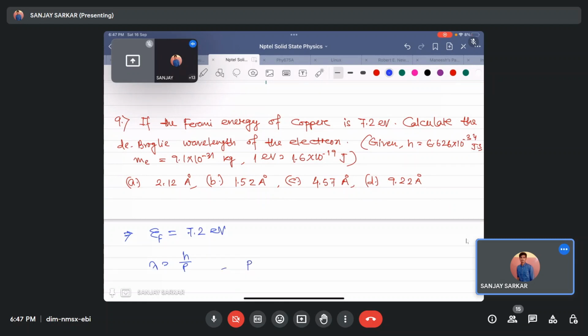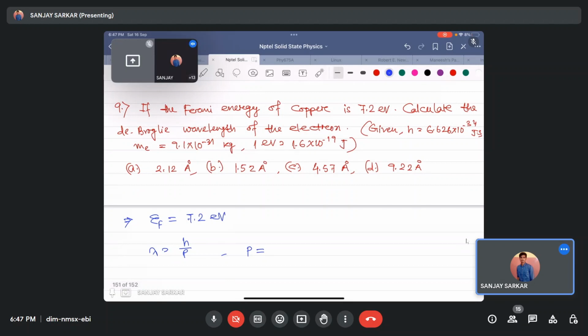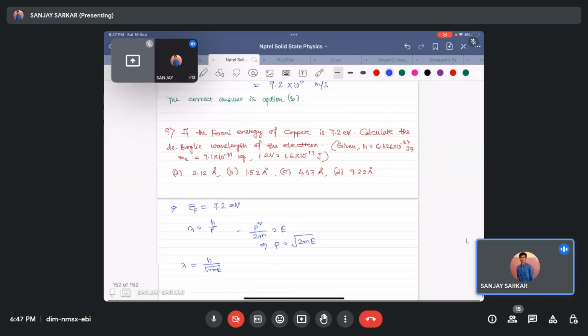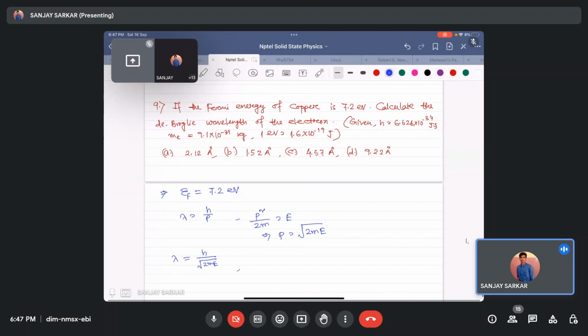So you know that p is from the energy. So p square by 2m is E. That means p equals root over 2mE. So if you replace this, then you will get lambda equal to h by root over 2mE. So E is given here. Energy E is 7.2 electron volt. This is the Fermi energy.